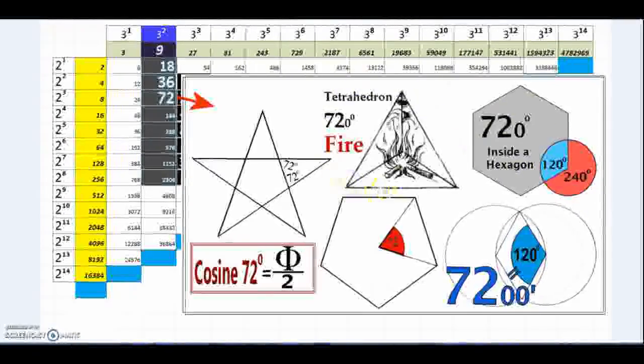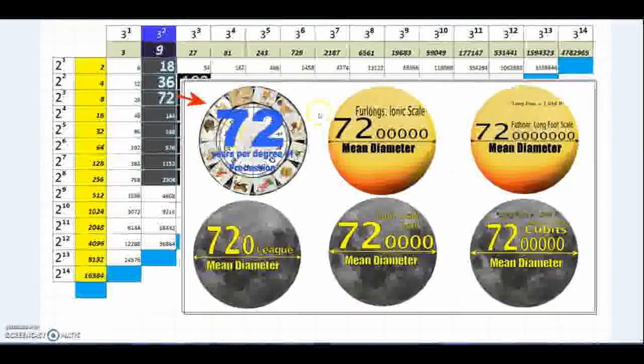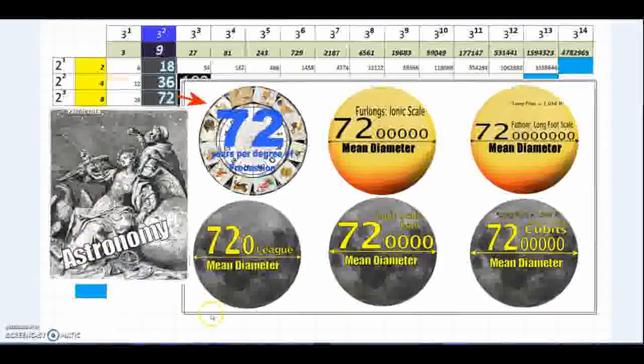But again, the tetrahedron, the golden number once again, cosine 72 degrees, phi over 2, geometry, and so again we're seeing geometry, astronomy, arithmetic, music, and well, the quadrivium. So now, nice bit of astronomy going on.